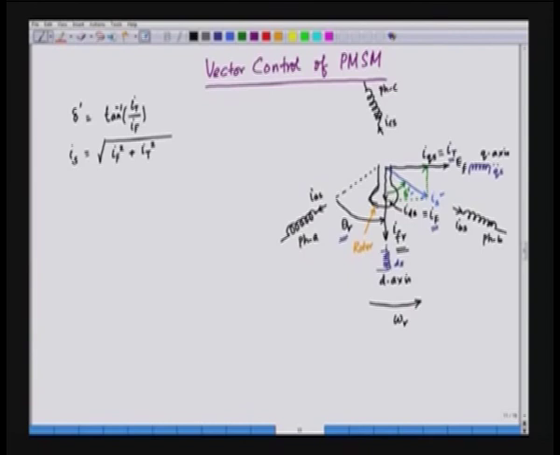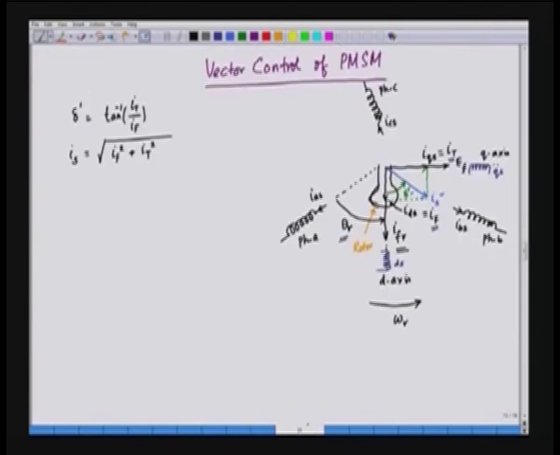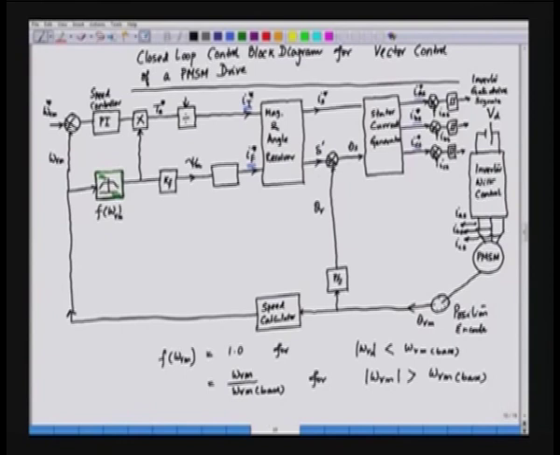So, this IS is known and delta prime is known, but we need to transform this IS into IA, IB and IC. So, what we need is the rotor angle theta r. This theta r is added here. So, the total angle is theta s, and theta s is this angle: theta r, the rotor angle, plus delta prime. So, the current vector IS is shifted from phase A by an angle theta r plus delta prime, and with this angle we transform this into IAS, IBS and ICS.